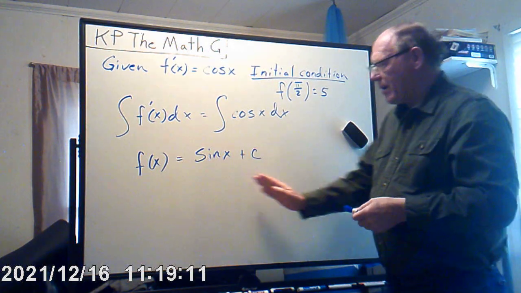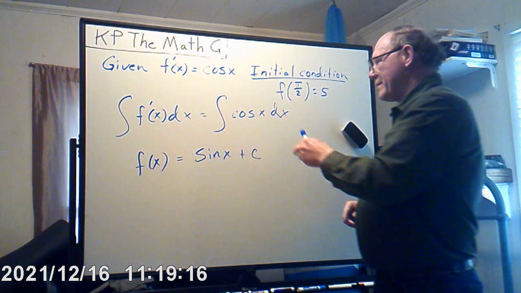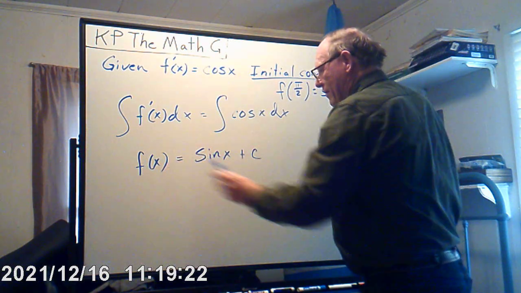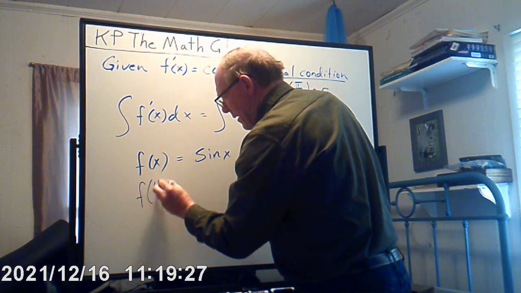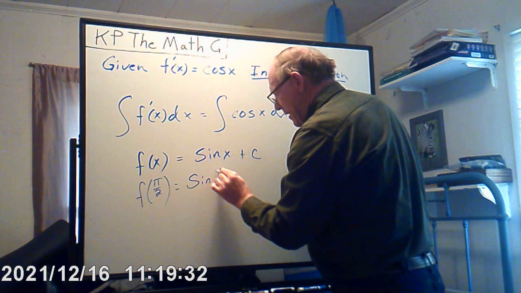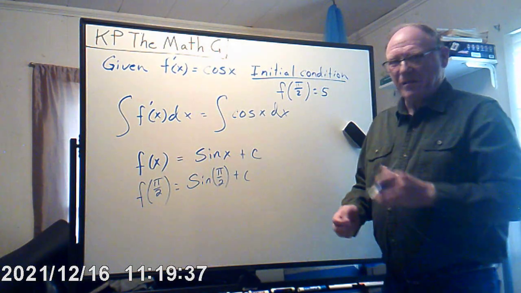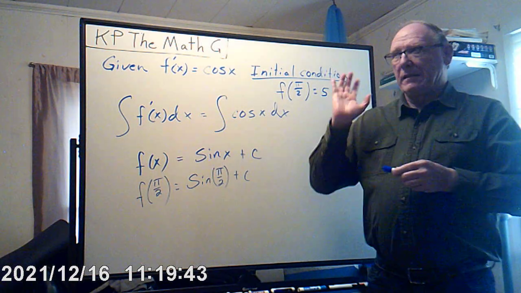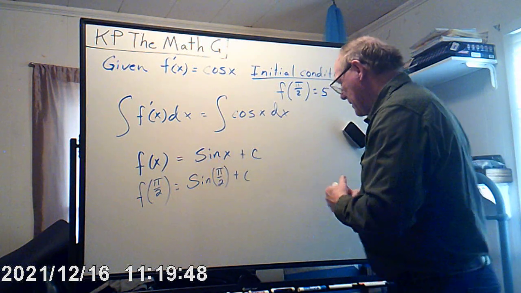Alright, so here we are. Now I can do the f at pi over 2. This is f prime, and this is f. So I wanted f. So now f at pi over 2 is sine pi over 2 plus c. What is sine pi over 2? I don't know. Yes, I do.